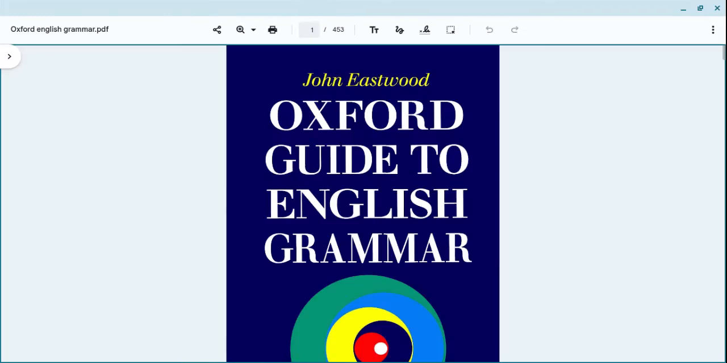I am from Brazil and I'm going to start to study this book, Oxford Guide to English Grammar by John Eastwood. So come with me.